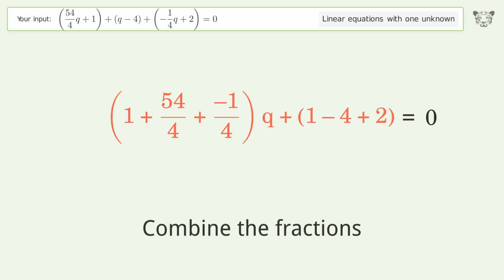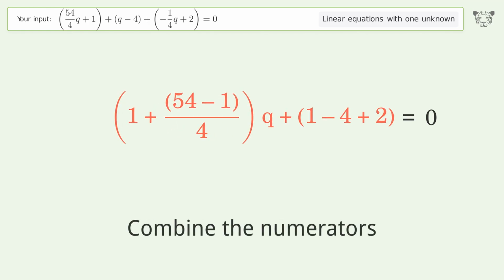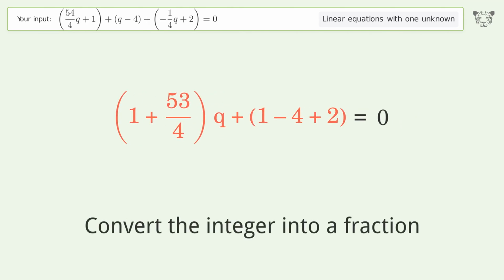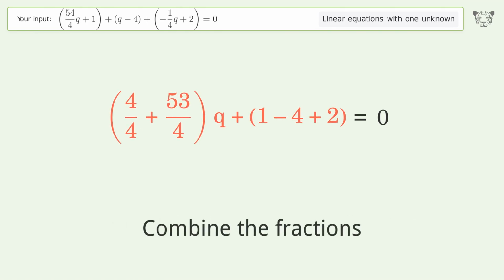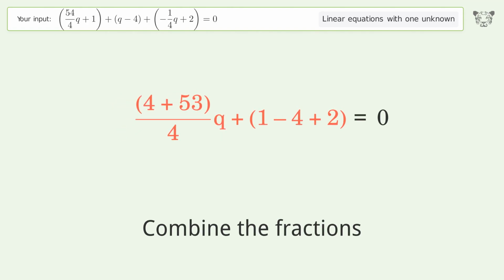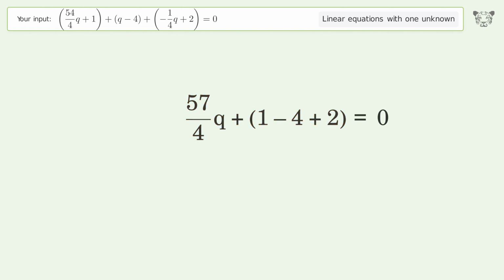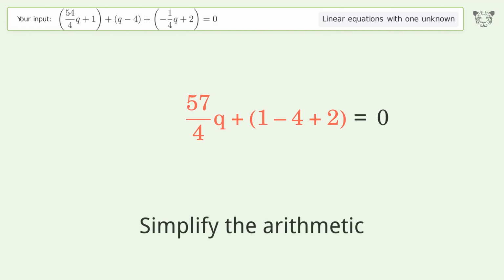Combine the fractions. Combine the numerators. Convert the integer into a fraction. Combine the fractions. Combine the numerators. Simplify the arithmetic.